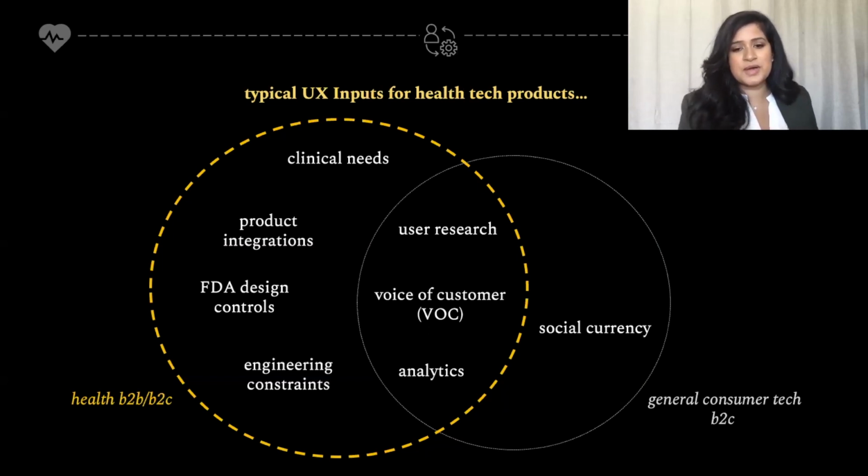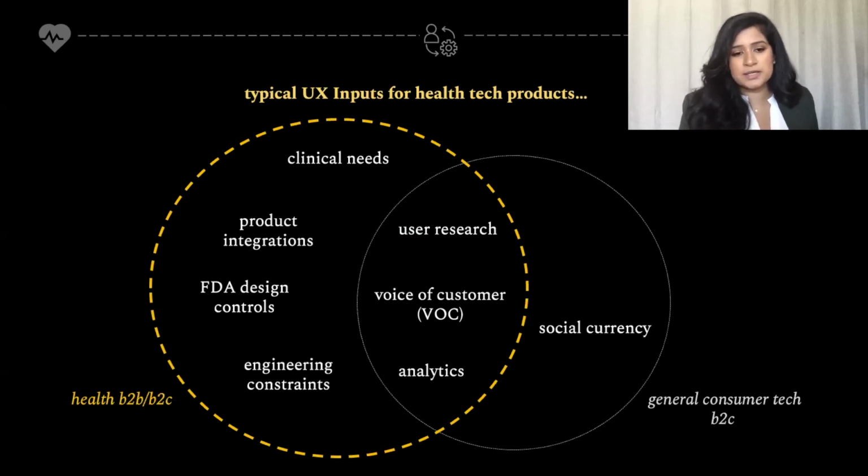So first and foremost, you have clinical needs. Oftentimes that becomes a very big input to designing health tech products. And clinical needs can come from your end users. It can come from the specific disease market that you're going after. For example, if I'm designing a product for cardiac conditions versus pulmonary conditions, there could be a lot of clinical data points that differ between the two types of disease markets.